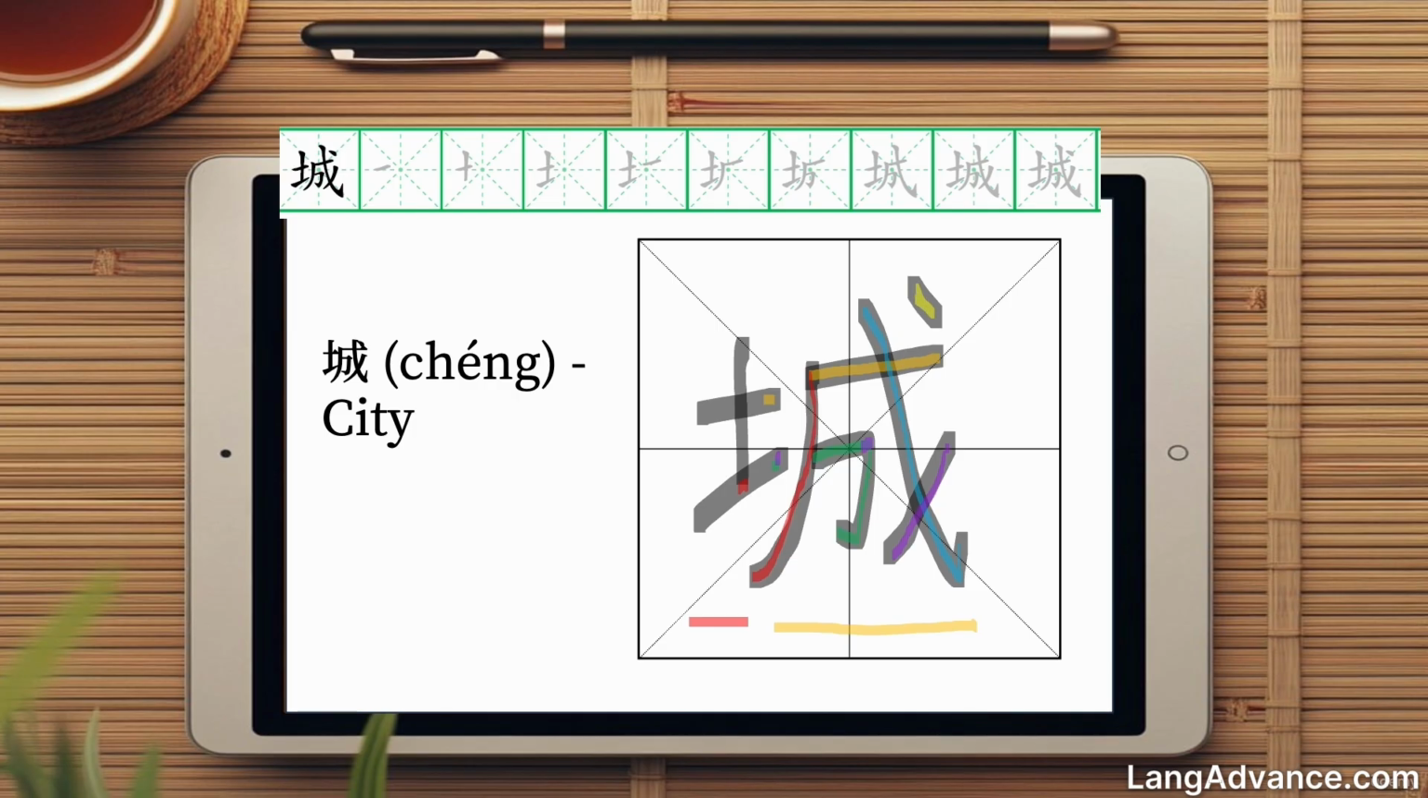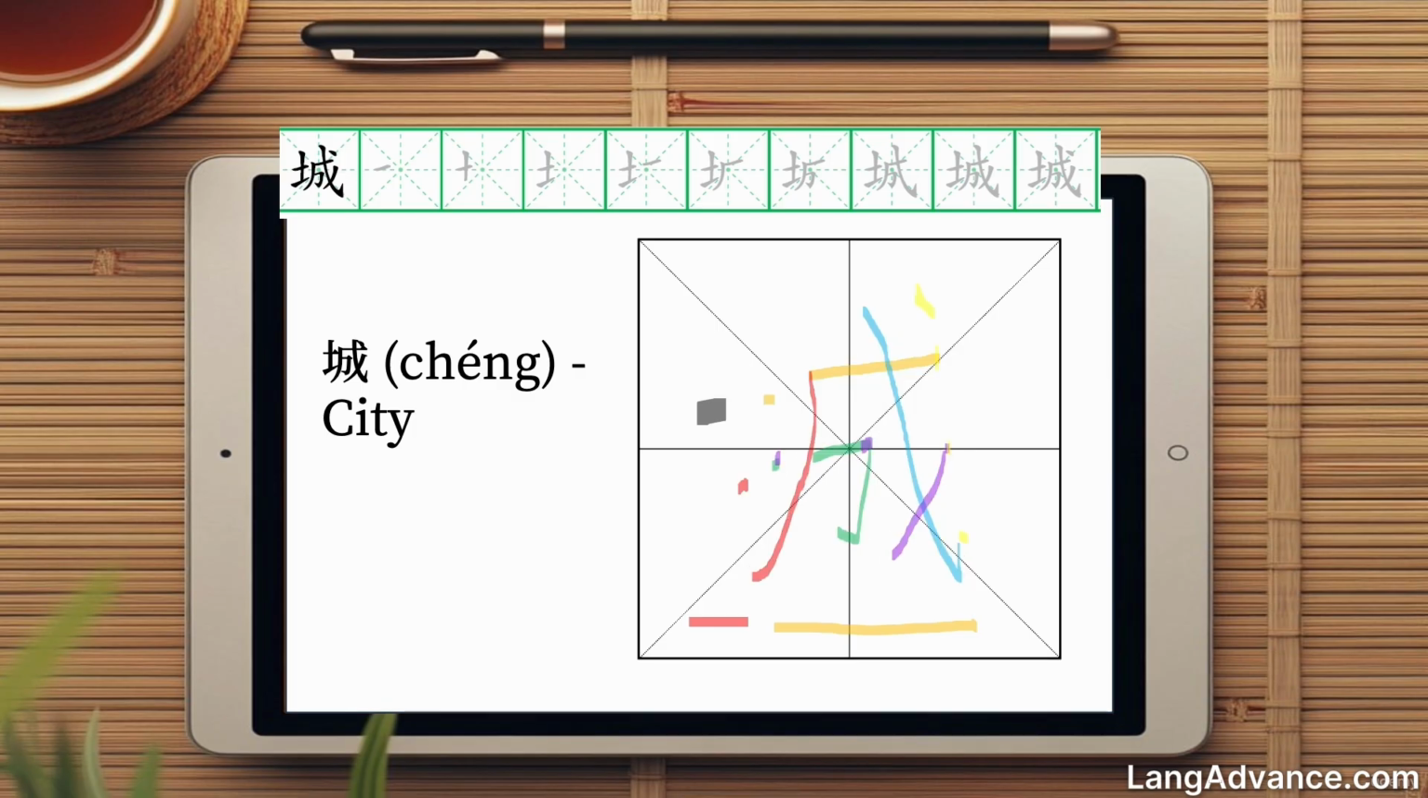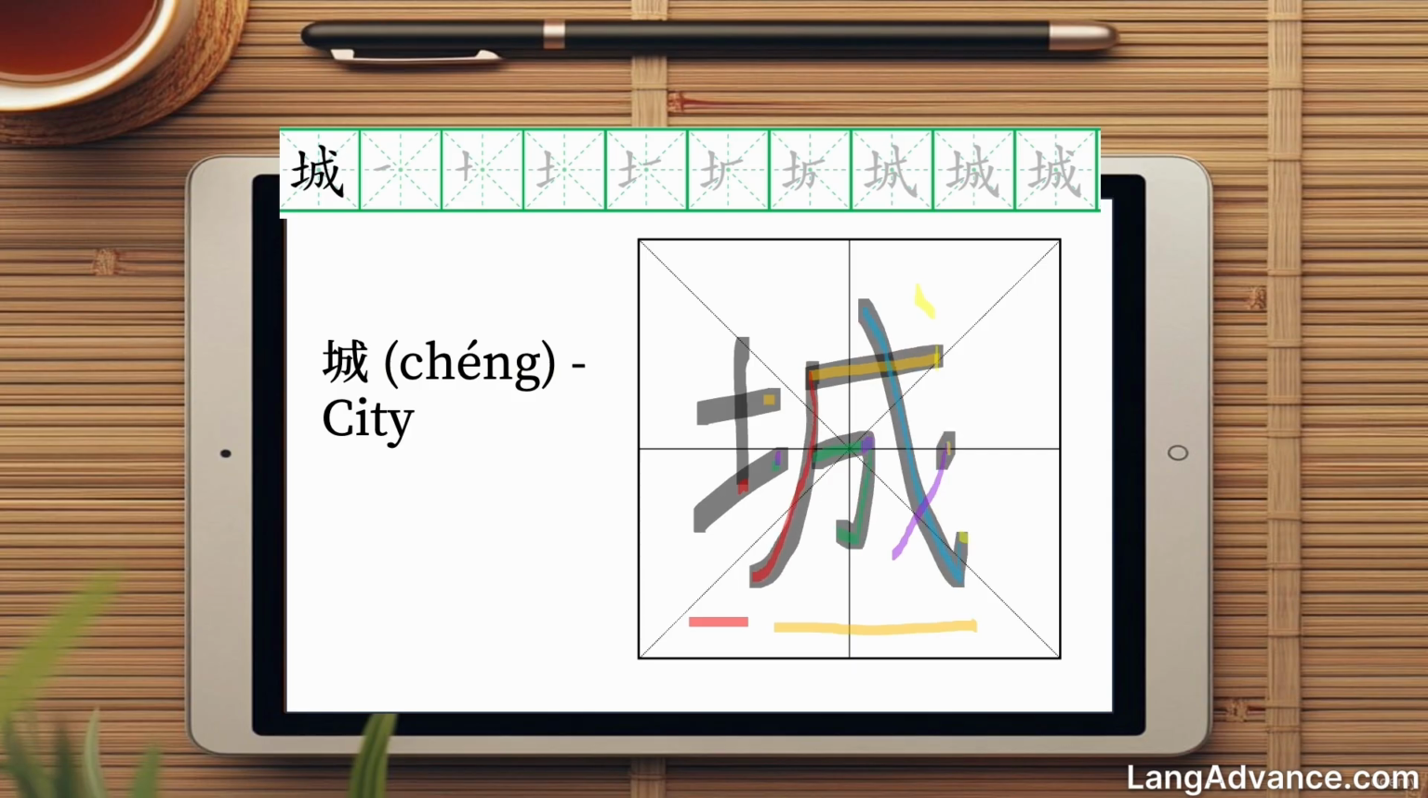As long as this dot does not exceed our ending line for our horizontal line here, does not exceed this part, then it should be fine. Now let's write it again. We have our 土 and we have our 成. Awesome.